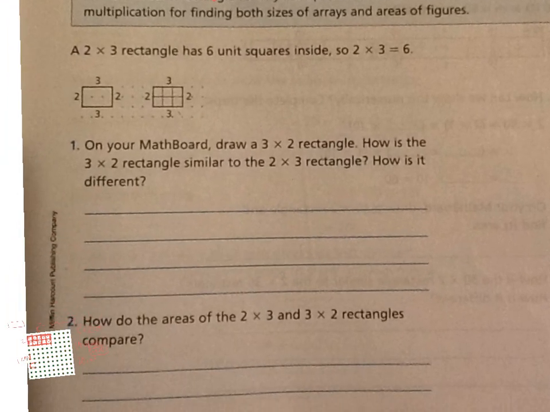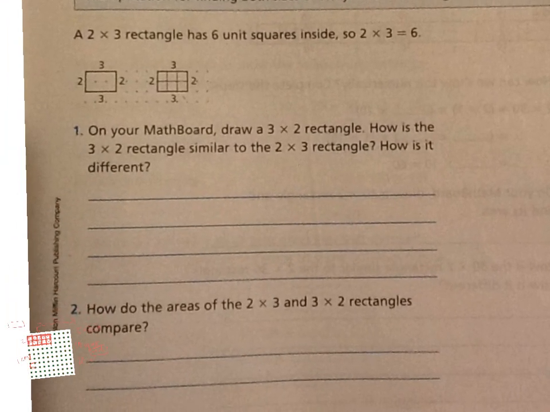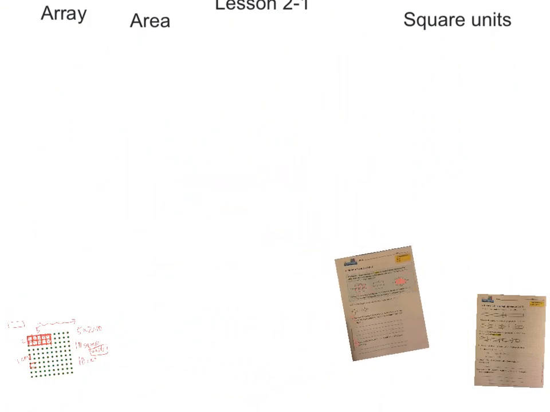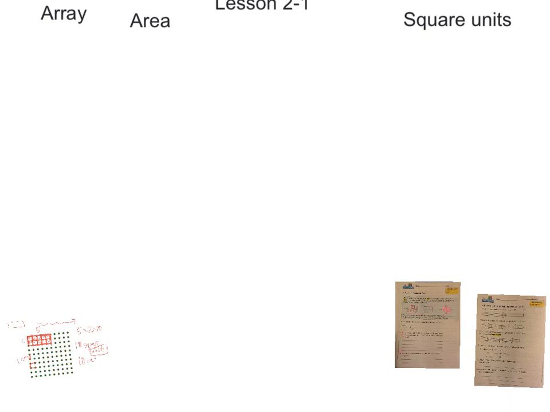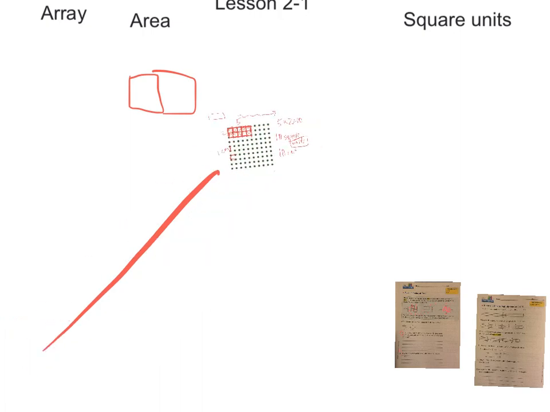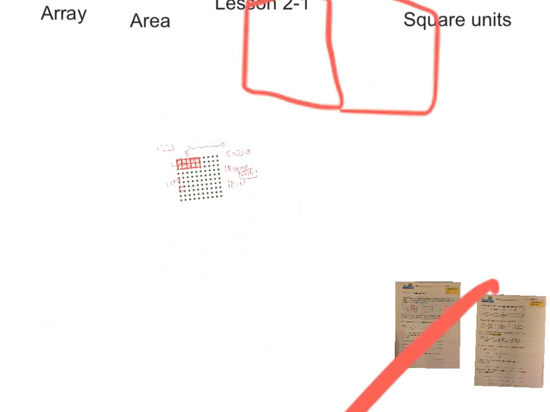So a 2 by 3 rectangle has 6 square units in it. So 2 times 3 equals 6. When we get to our small group, we will work on number 1 and number 2. But the main thing I wanted you to notice and know today was an array. An array has rows and columns of objects, whatever objects you want them to be. If you're talking about square units, we did squares. If you're talking about just dots, we did just dots.